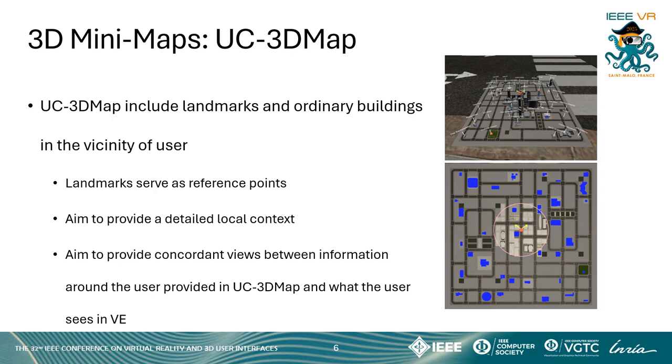Landmarks serve as key reference points within the model, helping users establish a sense of orientation. The goal of user-centered 3D map is to provide detailed local context, enhancing users' understanding of their surroundings. Additionally, it aims to maintain consistency between the information displayed in user-centered 3D map and what the user perceived in the virtual environment, ensuring a seamless and intuitive spatial experience.